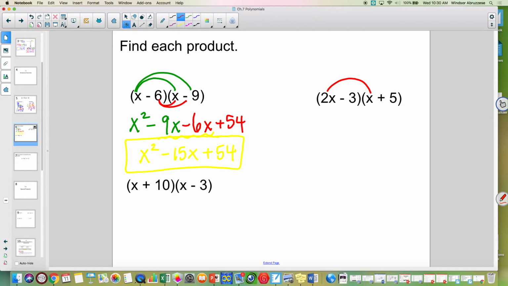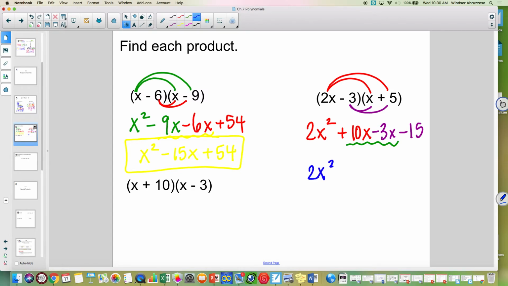The next one, I have 2x minus 3 and x plus 5 I'm multiplying. So 2x times x is 2x squared. 2x times 5 is 10x. Negative 3 times x is negative 3x. And negative 3 times 5 is negative 15. We're going to combine the like terms. And I'm left with 2x squared plus 7x minus 15.